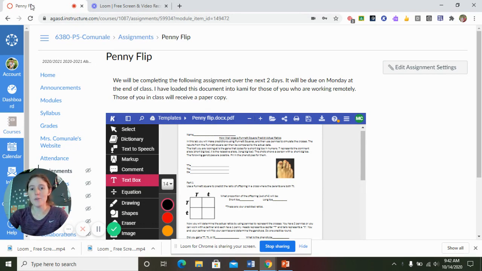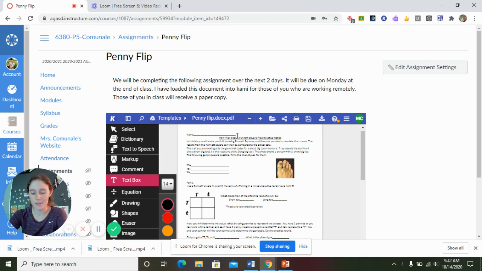So at home, you are going to need a penny or some type of coin. You could use a nickel if you want to, just anything that has heads and a tails on it. Does not have to be a penny. Anything will work. I have it loaded in here in Kami for you, and I'm going to pull up the Word document on my end. So if you're in school, you'll get the Word document. Otherwise, you can use the Kami version of it.